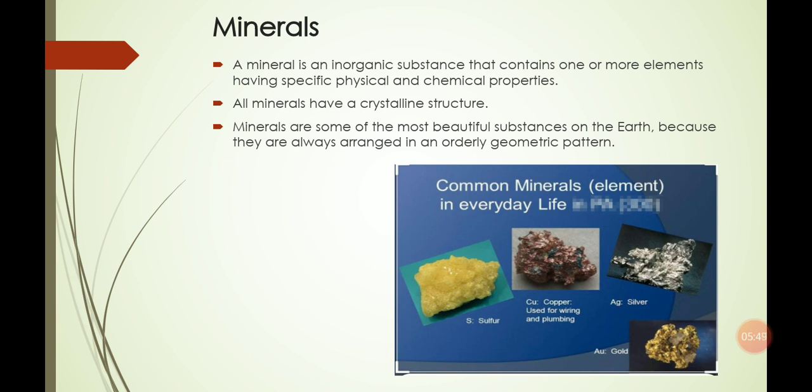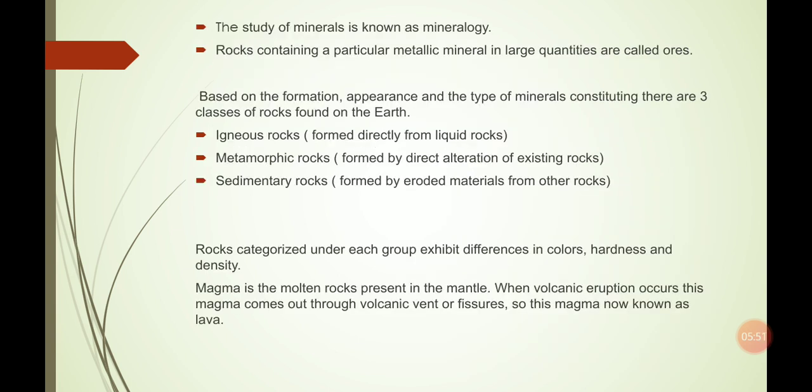Now let us read more about some minerals and rocks. The study of minerals is known as mineralogy. What is it known as? Mineralogy. And rock containing a particular metallic mineral in large quantities is called an ore, like iron ore. So it means that the mineral which is found in a bulk amount in a particular place, that place is known as an ore, like iron ore that I gave as the example.